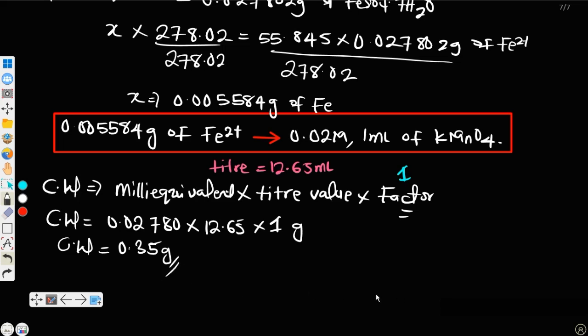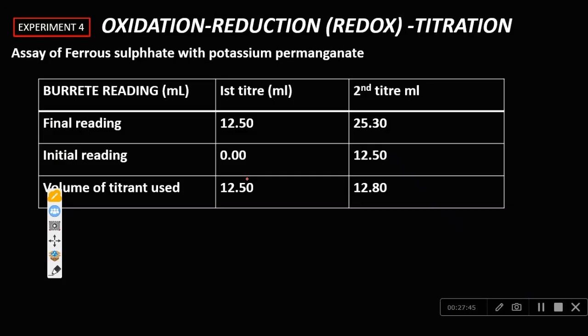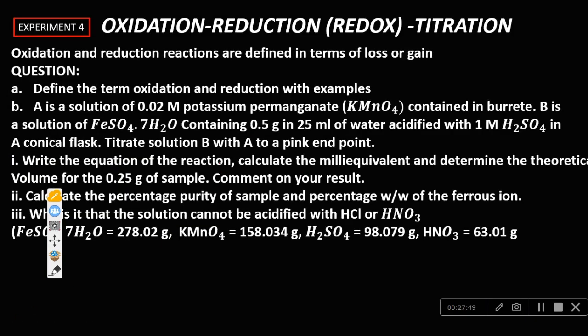So this is the calculated weight of what? Of the ferrous sulfate heptahydrate. Is that okay? So this is the amount of ferrous sulfate that is present. Now, what was the initial amount of ferrous sulfate given in this question? 0.5. Are you getting it now? 0.5 gram.